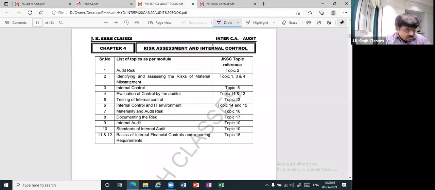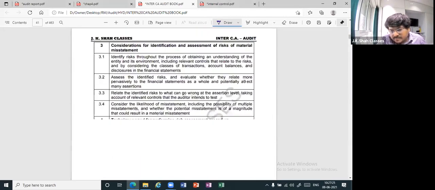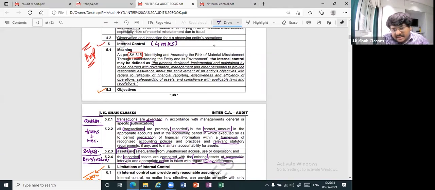Come on, textbook. Risk assessment and internal control. Page number 134. It begins on 132. Then the answer is on page 134. See, internal control, point number 5. Firstly, the meaning and then the objectives.